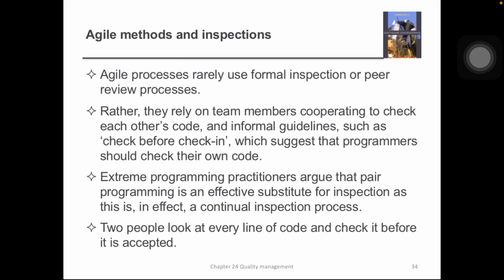Agile methods inspections. Agile processes rarely use formal inspection or peer review processes. Rather, they rely on team members cooperating to check each other's code and on informal guidelines such as check before check-in, which suggests that programmers should check their own code. Extreme programming practitioners argue that pair programming is an effective substitute for inspection, as this is effectively a continual inspection process. Two people look at every line of code and check it before it is accepted.